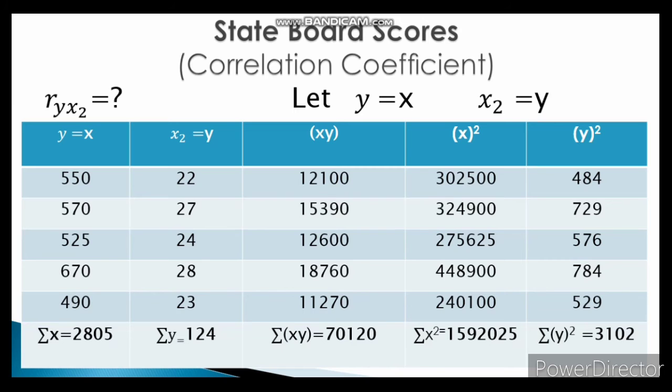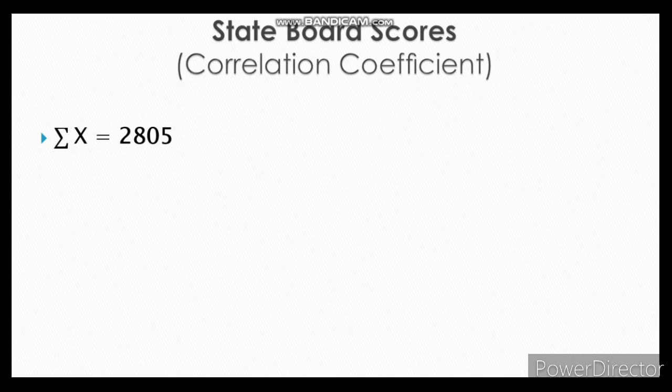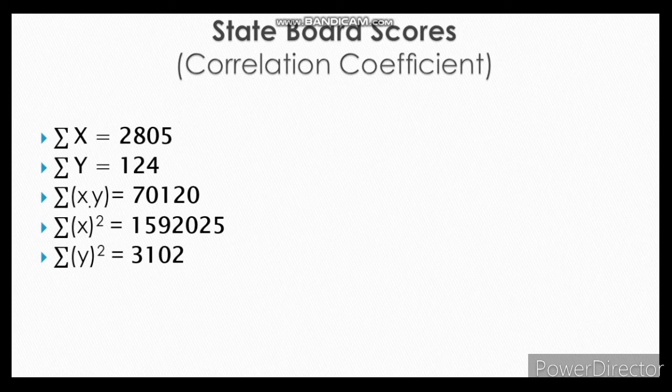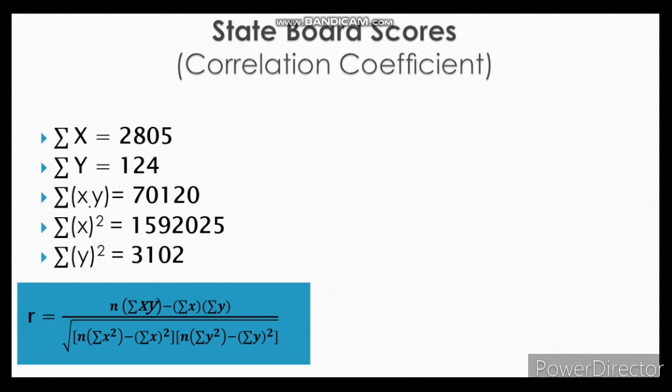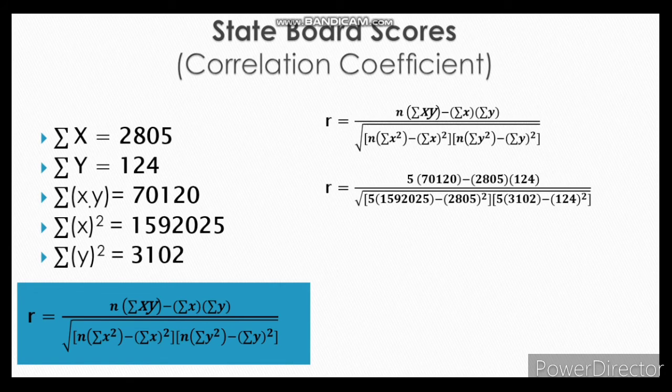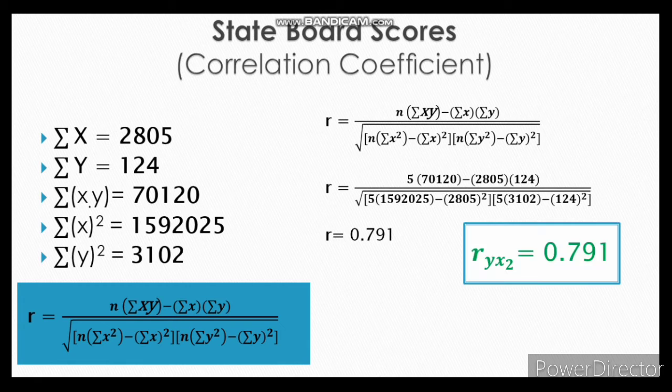So, kukumpletuhin nyo yung data, pwede na natin siya i-compute sa calculator. So, kapag nakuha na natin yung value ng summation of x, summation of y, summation of xy, at saka yung summation ng x square at summation ng y square, isa-substitute lang natin sila ulit doon sa formula ng correlation coefficient. Ngayon, yung nakuha natin value para sa R is 0.791.